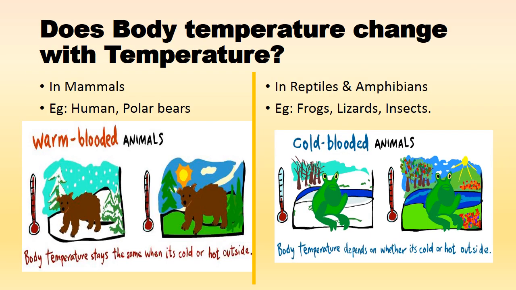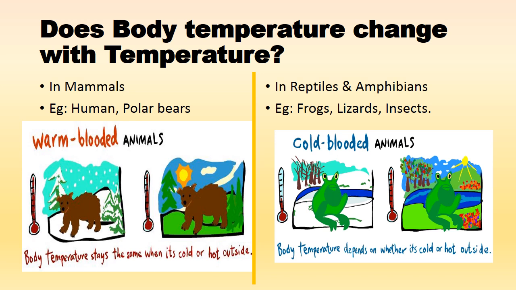So moving to the next slide. We are going to compare and see whether our body temperature changes with the temperature. We know that there are two types of animals, children. They are the warm-blooded animals and the cold-blooded animals. So we are mammals. Mammals, they are humans. Our body temperature does not change when we go from one place to another. There are different mechanisms in our body so that we can adapt to the temperature.